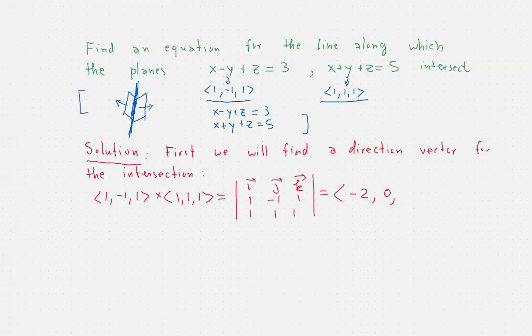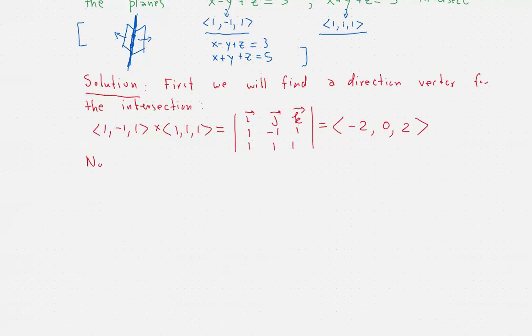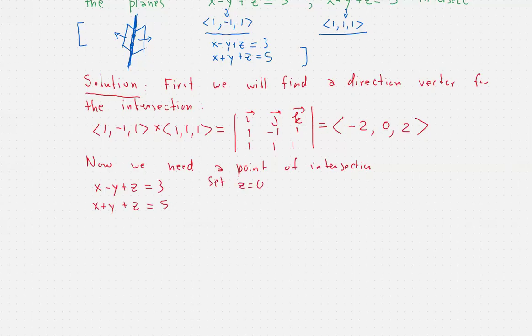And now we need a point of intersection. And here's what we do. We put the 2 equations together into a system, and let's set, for example, z equals 0. I want you to notice that, for example, if we chose y to be 0, we would get a system that has no solution. And that was the point that I was trying to make before.